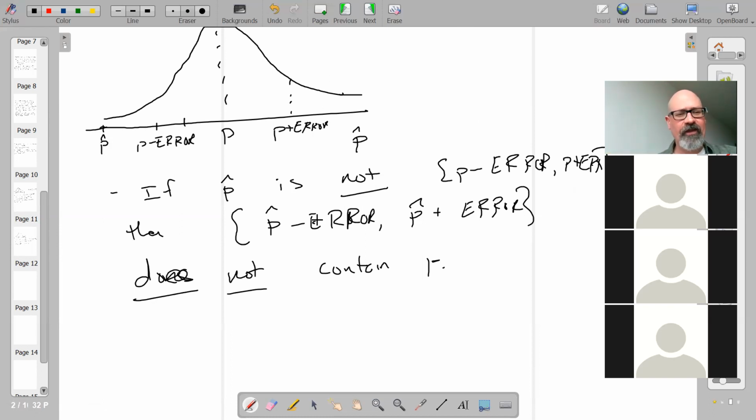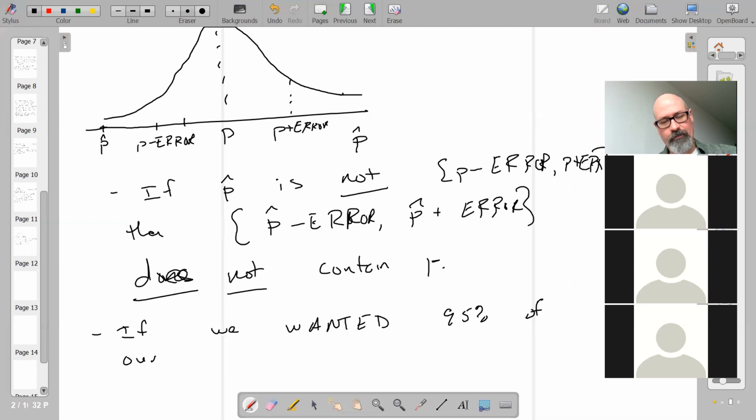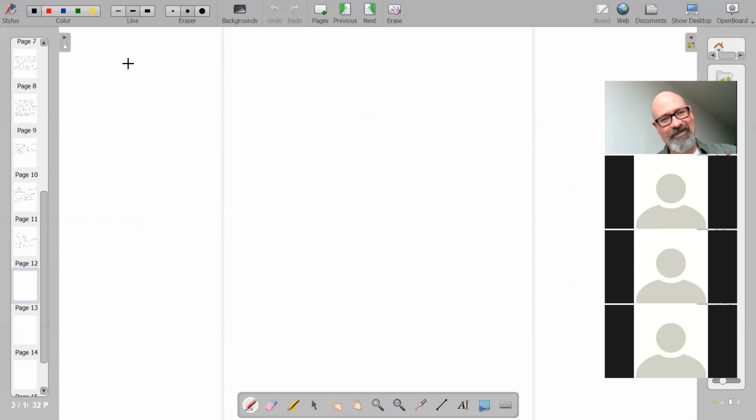And because of this fact, if we wanted 95% of our intervals to contain P, I think I need to go to the next page, then what would the error have to be?